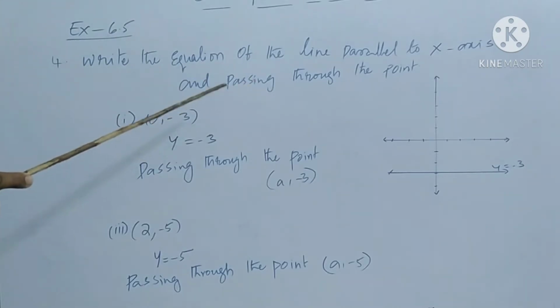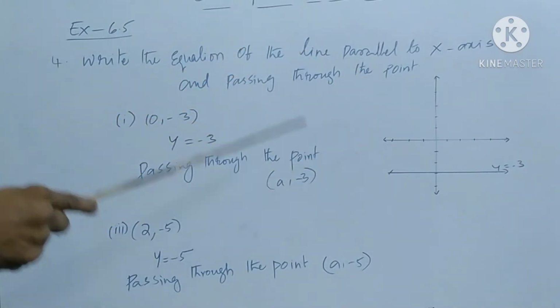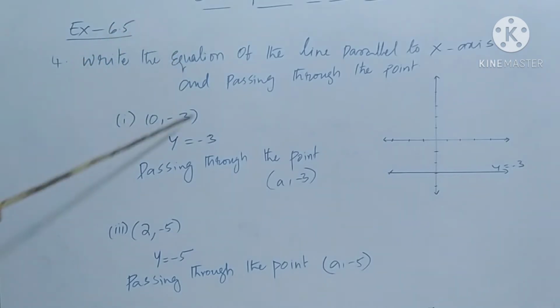Once again I repeat, the line parallel to the x-axis means for any value of x, y is a constant term. Here y is equal to minus 3. This is the equation for the given point. So the first question is completed.